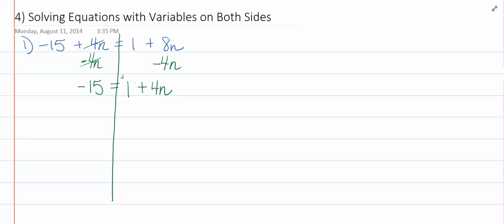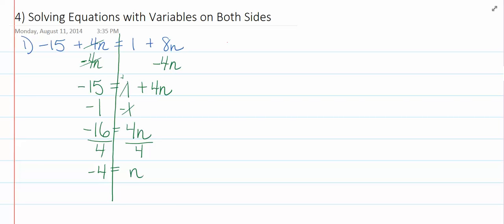Okay, so we just have to get n by itself. So I'm going to get rid of the plus 1. I'm going to minus 1 from both sides. Negative 15 minus 1 is negative 16. 1 minus 1 is just going to be 0. So we have negative 16 equals 4n. Next, we want to get rid of the 4. The opposite or inverse of multiplying is dividing. Negative 16 divided by 4 is negative 4.